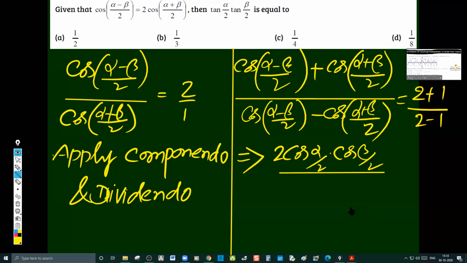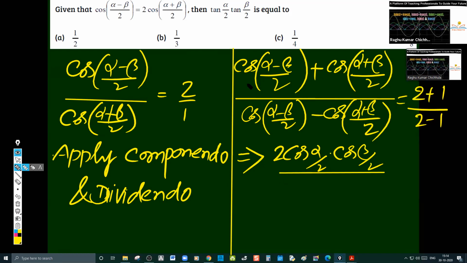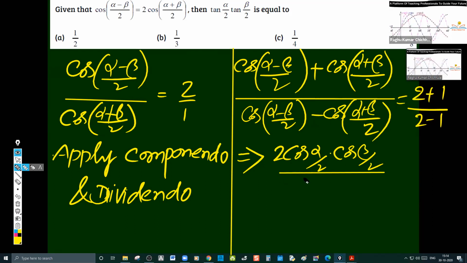Sir, won't it be 2 cos alpha cos beta? No. You're not applying cos C plus cos D here. Even if you apply that also, you'll get the same. We are applying cos of A plus B plus cos of A minus B to get 2 cos A cos B, in place of A alpha by 2, in place of B beta by 2. Correct? The denominator is 2 sin alpha by 2 sin beta by 2.